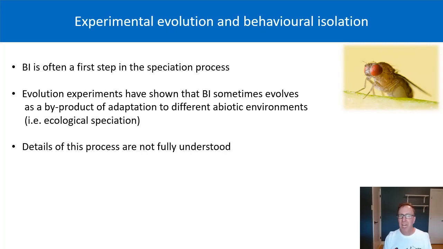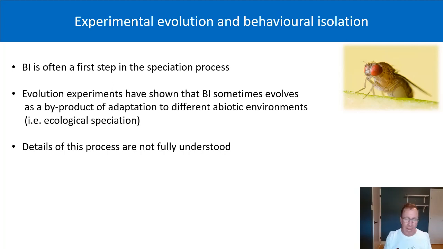Now, it's often recognized that behavioral isolation is a first step in initiating the speciation process. We'd really like to understand how it evolves. And a long history of lab evolution experiments have shown that it at least sometimes evolves as a byproduct of divergent ecological selection. That is due to adaptation to different abiotic environments in a process referred to as ecological speciation. But the details of this process are not fully understood.